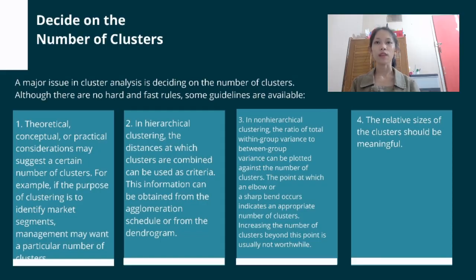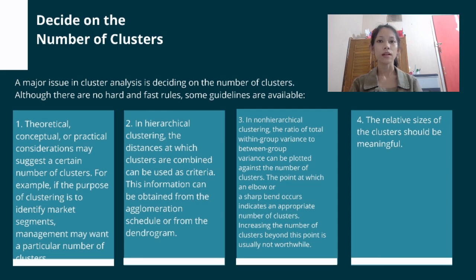Decide on the number of clusters. A major issue in cluster analysis is deciding on the number of clusters. Although there are no hard and fast rules, some guidelines are available. 1. Theoretical, conceptual, or practical considerations might suggest a certain number of clusters. For example, if the purpose of clustering is to identify market segments, management may want a particular number of clusters.